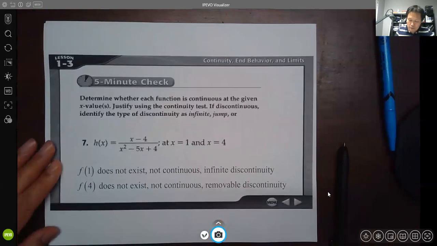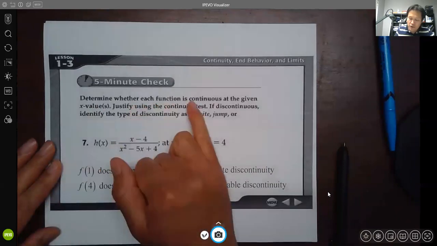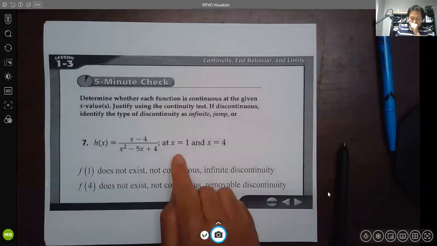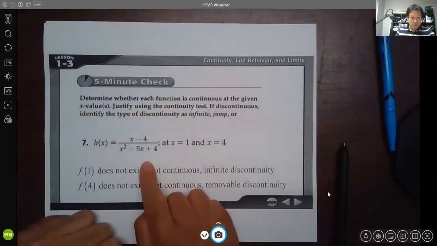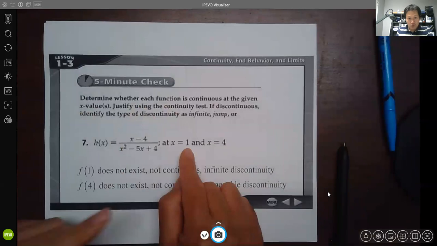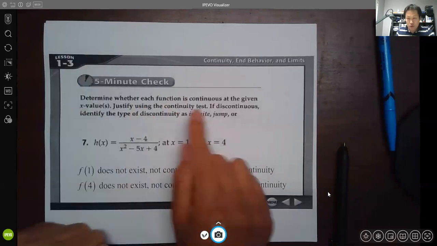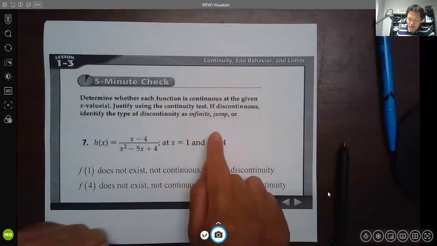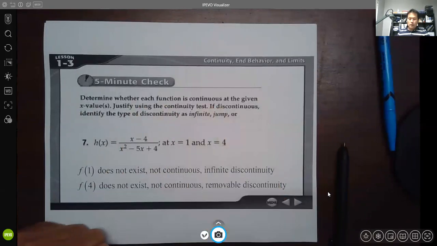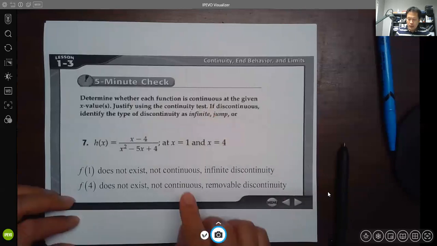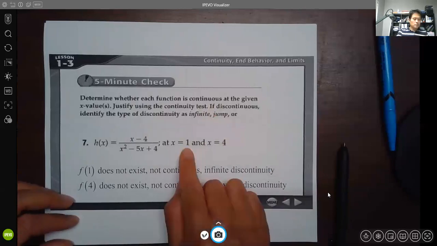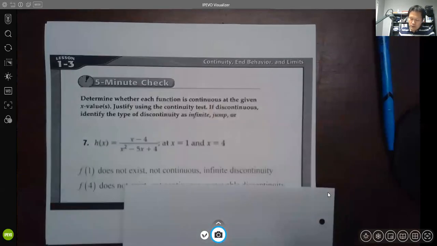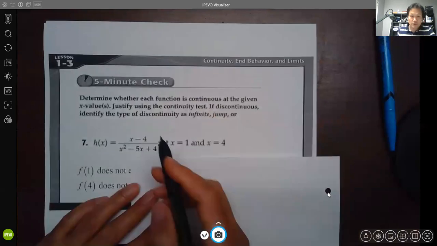Okay, same style. Determine whether each function is continuous at the x value. So it's two different points. Excuse me. They want to check this at x equal to 1. One question, they want you to also check at x equal to 4. And also say what kind of discontinuity. So x equal to 1. You will have to plug in x equal to 1. So let's deal with x equal to 1 first.